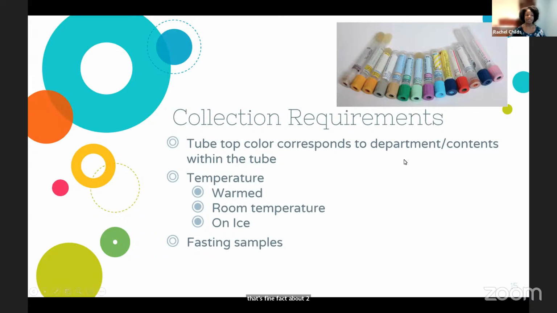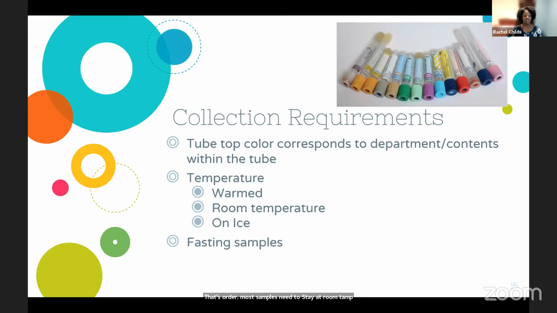There are other requirements that the phlebotomist, or whoever collects the sample, needs to keep in mind when drawing blood or taking a swab from you, etc. Some tests require the sample to be warm, so it needs to stay at body temperature. That needs to be kept in mind when the phlebotomist is looking at the test that's ordered. Most samples need to stay at room temp. That's the most common temperature requirement, which is great.